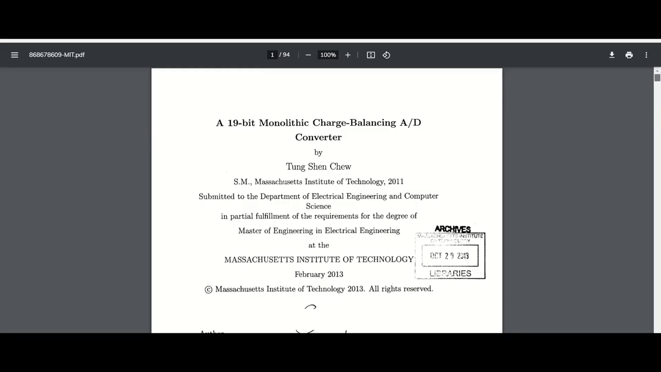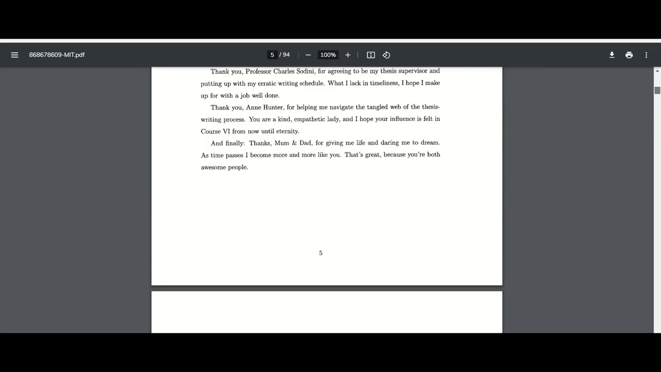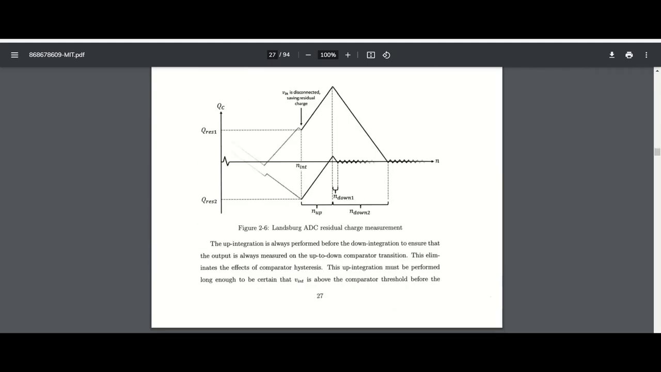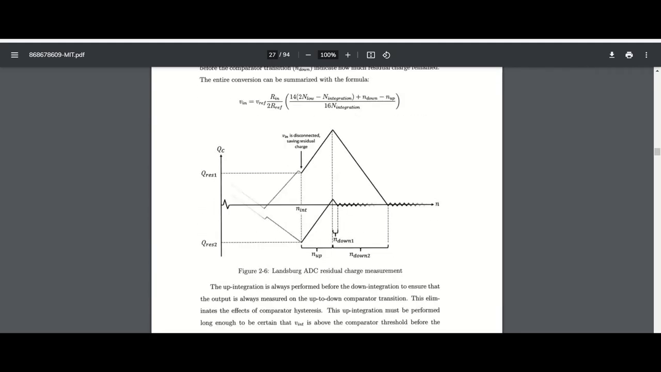Digging deeper, I found this paper which I will also link below. Here, the maths behind the PWM topology is explained quite well, including a method to get more counts per PWM cycle and a very interesting dual slope rundown to read residue.